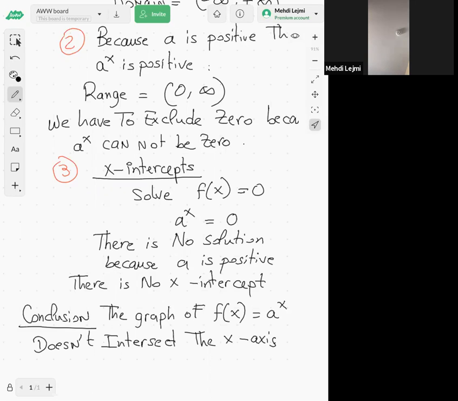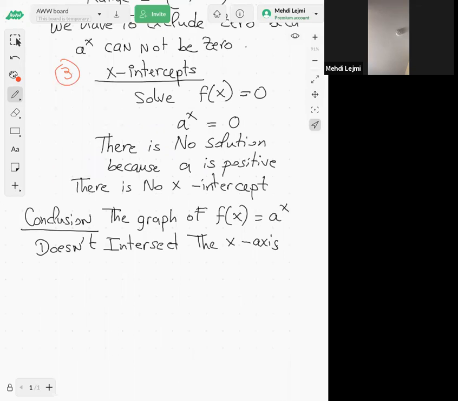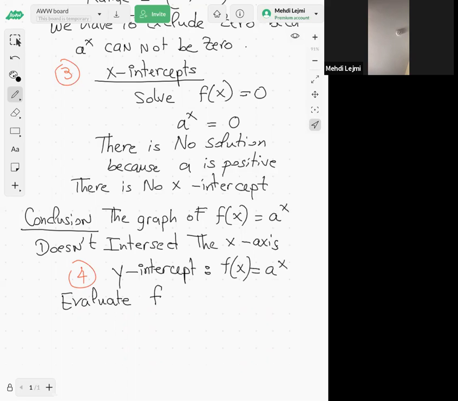Now, what about the y-intercept of this exponential function? For the y-intercept, we have to evaluate f of 0. So of course, your f of x is a to the x, my exponential on base a, right? So we have to evaluate f of 0. That will be a to the power 0, right? You plug 0 in.